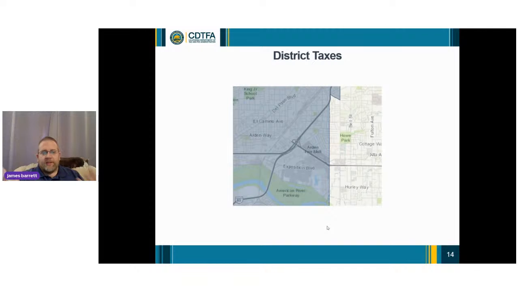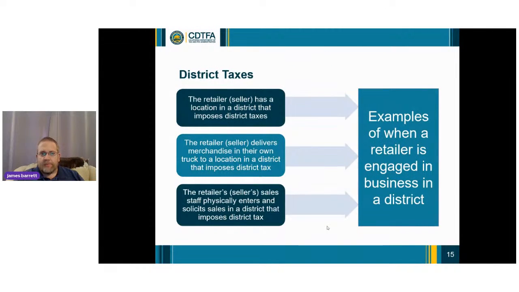District taxes can be complicated, so I'm going to finish up the next 2 slides and then we'll stop and do questions, okay? So, how district taxes apply. First one is you have a location there. That one's not difficult. If I'm in Roseville, 40 minutes outside Sacramento, their sales tax rate is 7.75%. You come to my store in Roseville, I charge you 7.75%. That one's not complicated, okay?